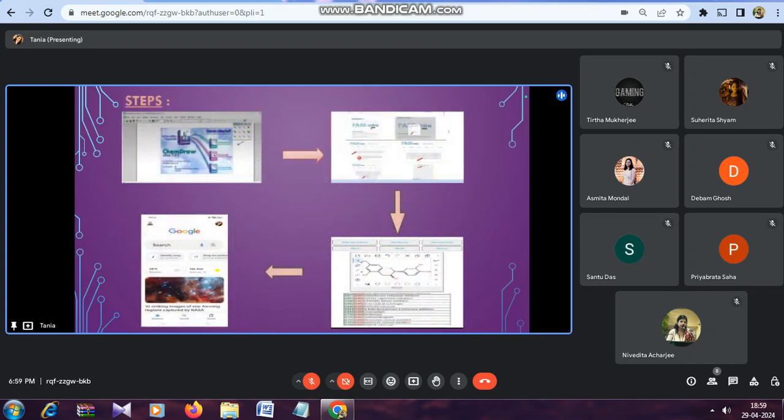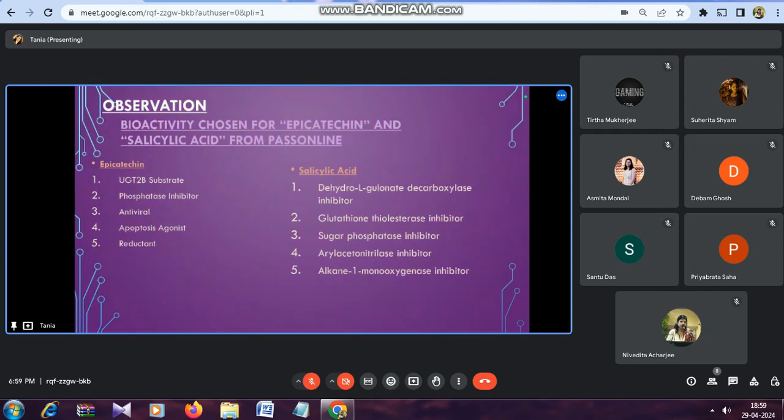Let's understand the methodology with the help of figures. Firstly, we have drawn the chemical structures in the ChemDraw application and saved them as mol files. Then we have registered ourselves on the PASS Online website and predicted the bioactivity of our chosen compounds. And lastly, we have searched the bioactivity on Google and stored the information. These are the observations of epicatechin and salicylic acid.